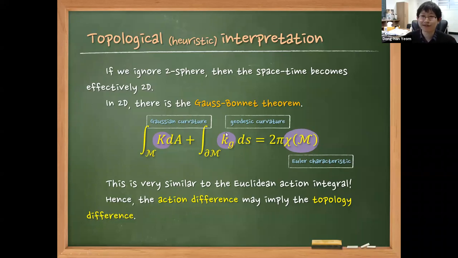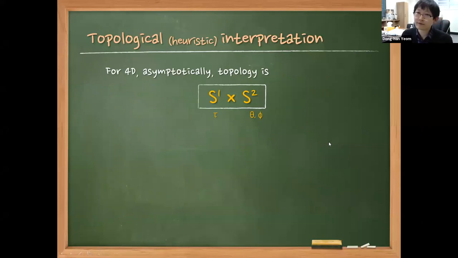Therefore, this may indicate that the action difference may imply the topological difference. Although in the four-dimensional case it is very subtle, and I'm not sure, we may guess that the action difference has some information about topological differences. In the four-dimensional case, in asymptotically Euclidean geometry, there is a Euclidean time direction, which is periodic. This is S1. And in boundary, there is an S2, where the coordinates are theta and phi. So S1 cross S2 is the Euclidean boundary topology.